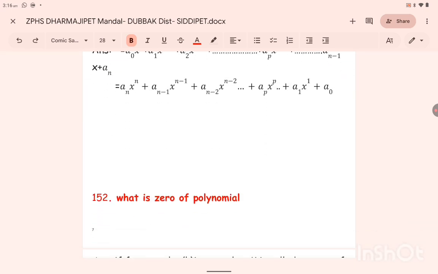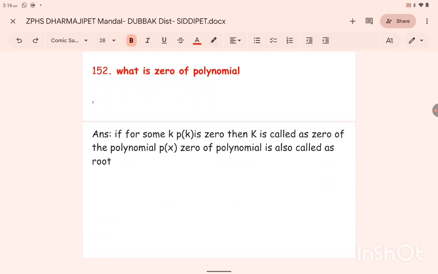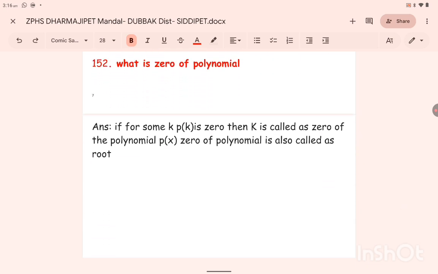Next question. What is a zero of a polynomial? If for some k, p of k is 0, then k is called a zero of the polynomial p of x. A zero of the polynomial is also called the root.